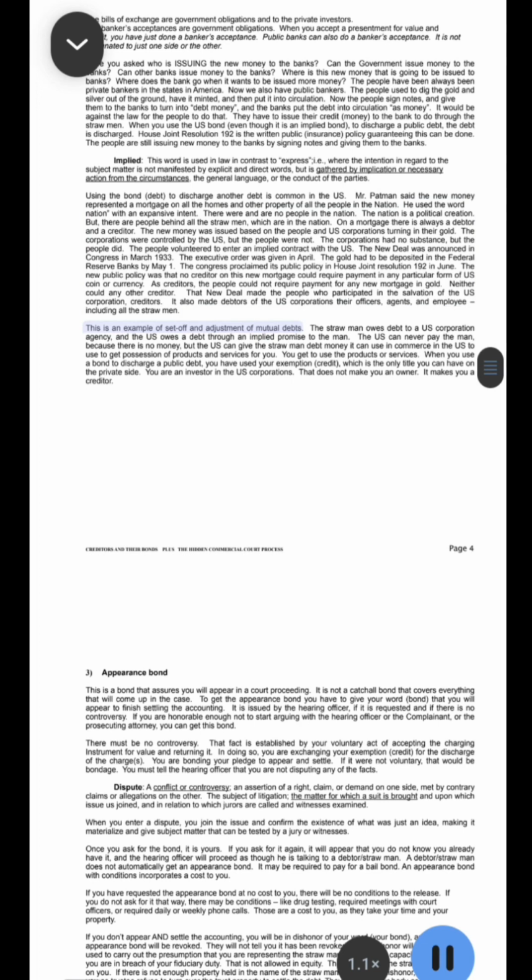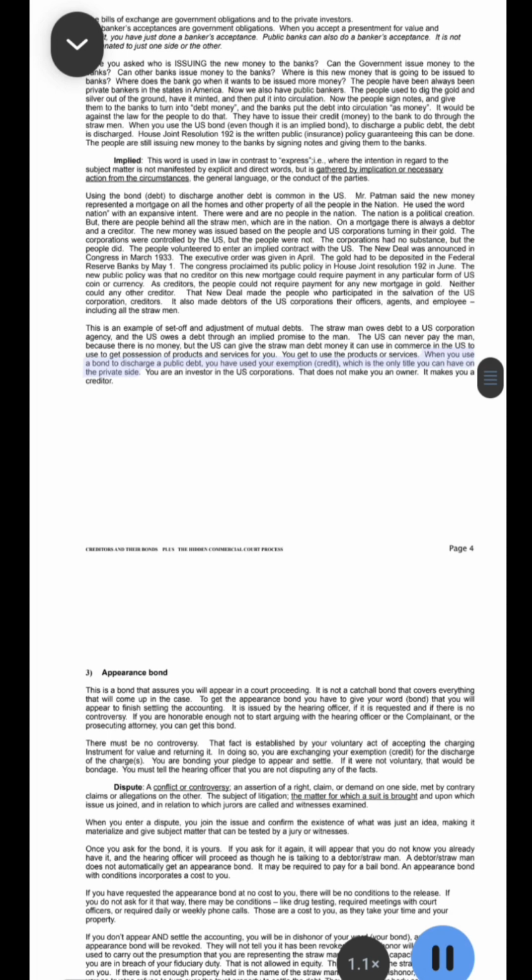This is an example of set-off and adjustment of mutual debts. The straw man owes debt to a U.S. corporation agency, and the U.S. owes a debt through an implied promise to the man. The U.S. can never pay the man, because there is no money, but the U.S. can give the straw man debt money it can use in commerce in the U.S. to use to get possession of products and services for you. You get to use the products or services.